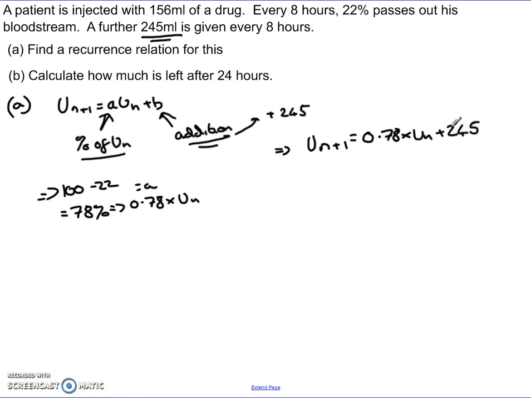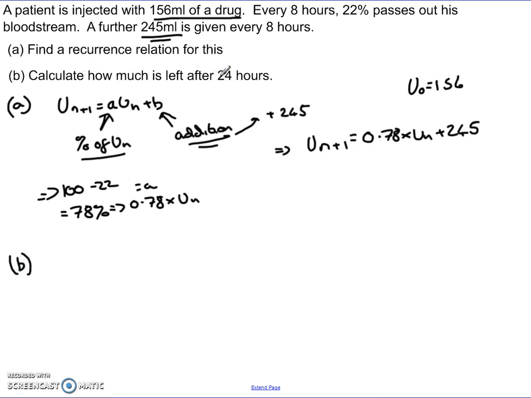Now there's a key thing we also said we need with a recurrence relation. We need the initial term. We have to read the question and see where we start. Well, we've started at the beginning with 156 mils in the system. So from that, we know that u0 is equal to 156 mils. We can then use this to answer the questions.